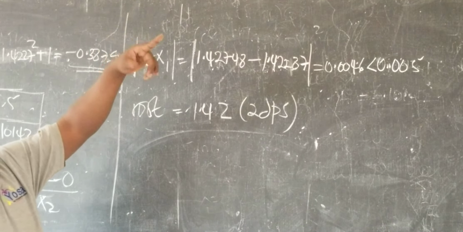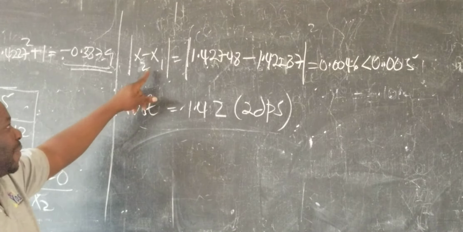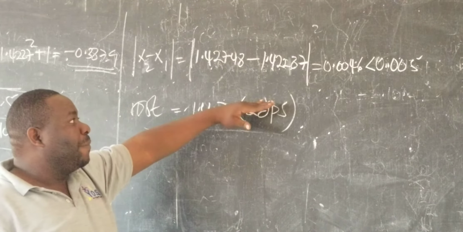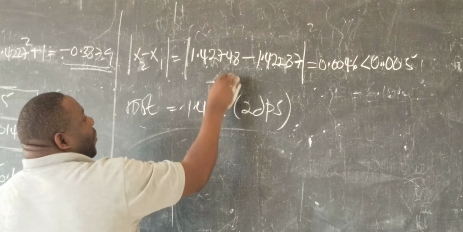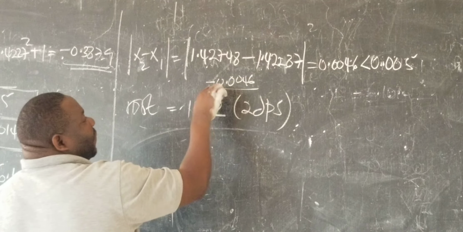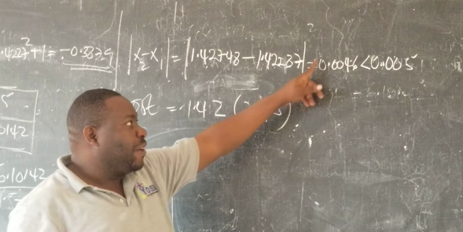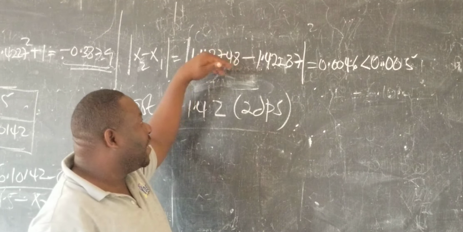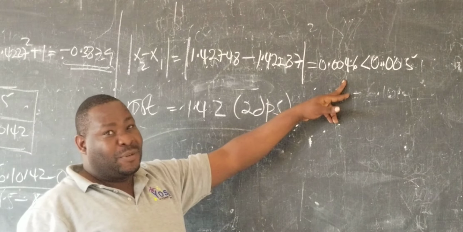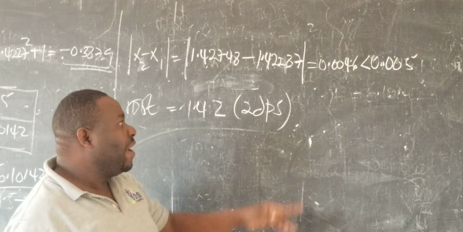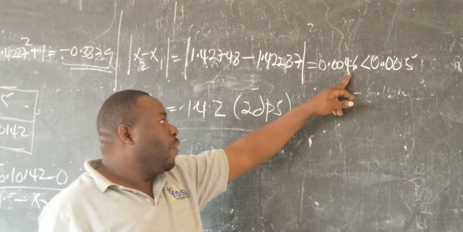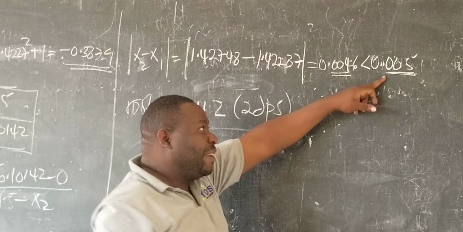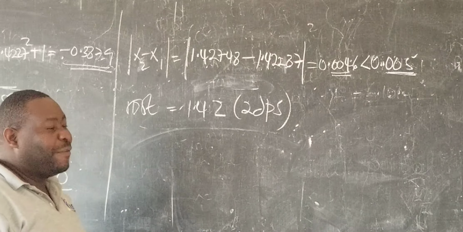After getting the value of the x2, check on the condition, x2 minus x1. The first time it was x1 minus x0. Now this is x2 minus x1. When you subtract these two values, you have to keep the magnitude signs there. Even if you get a negative value, 0.00426, you present it as a positive value. The magnitude eliminates that negative. That is the meaning of those absolute signs. So when you subtract, you get 0.004, and 0.004 is less than 0.005. So the condition of the two decimal places has been fulfilled.